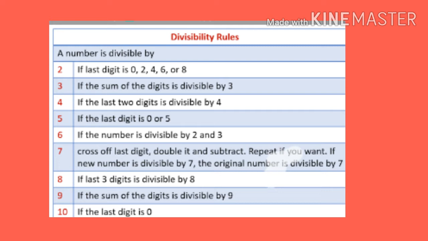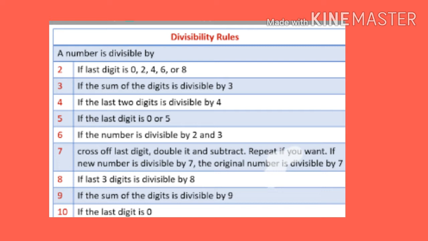The rule of 6: as we know the rule of 2 and 3, here in the rule of 6 both the rule of 2 and 3 should be applicable. If both these rules are applicable to any number, that means that number is also divisible by 6. Now we are directly going to see the rule of 8. The rule of 8 is the same as the rule of 4, but here we have to see the last 3 digits of the number, and they should be divisible by 8.